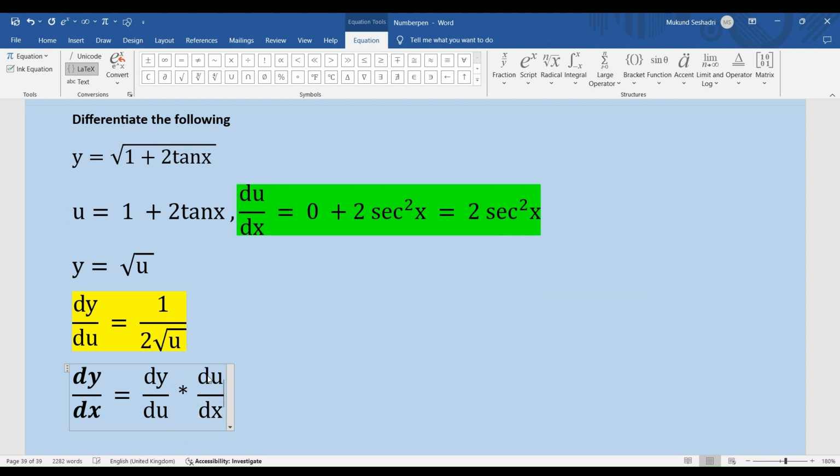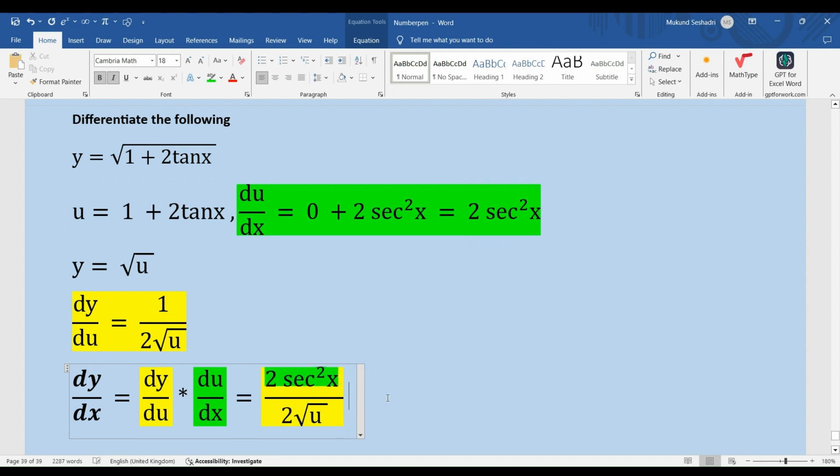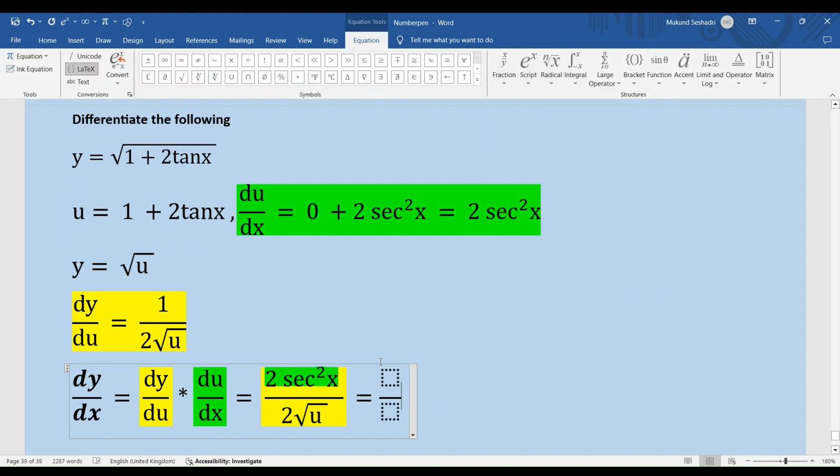So there I have my answer. It is 1 by 2 root u, which is my dy by du. Let me highlight this in yellow. And then I have my du by dx, which is what I've highlighted in green, which is 2 secant square x, right? So that leaves me with an opportunity to cancel out the 2 in the numerator and in the denominator. And I write out my final answer as secant square x divided by root of u.